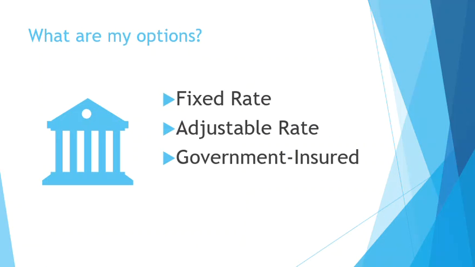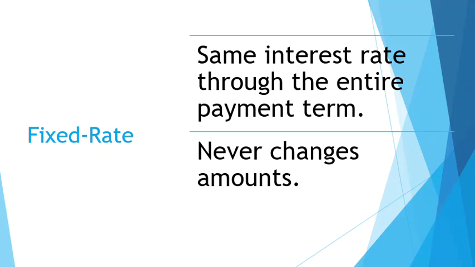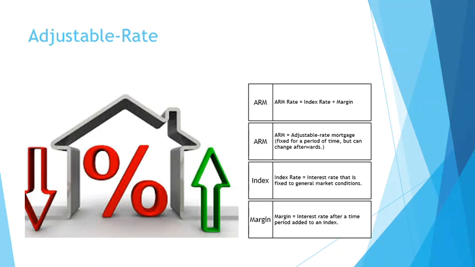So what are our options? There are obviously more than just three types of options, but we're just going to go over the three most common. There's a fixed rate, an adjustable rate, and a government insured. So fixed rate is the same interest rate throughout the entire payment term. Let's say it's 8%, then you're stuck with that 8% throughout the entire time that you're paying it off. An adjustable rate has a very low introductory interest rate, but after a certain amount of time, it's increased. And so just keep that in mind. I've written down the notes and the formula for how that's calculated, so feel free to look at that anytime.